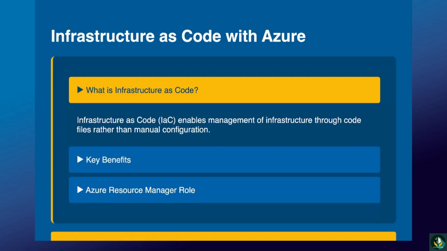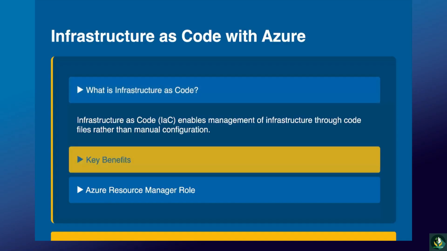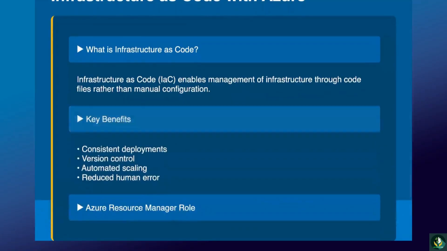Now, what is infrastructure as code? Infrastructure as code, or IaC, is the practice of managing and provisioning infrastructure through code rather than manual processes. Instead of configuring services or servers, networks, and other resources by hand, you describe your infrastructure as code files. This approach offers several advantages. Let's take a look at the key benefits of this approach.